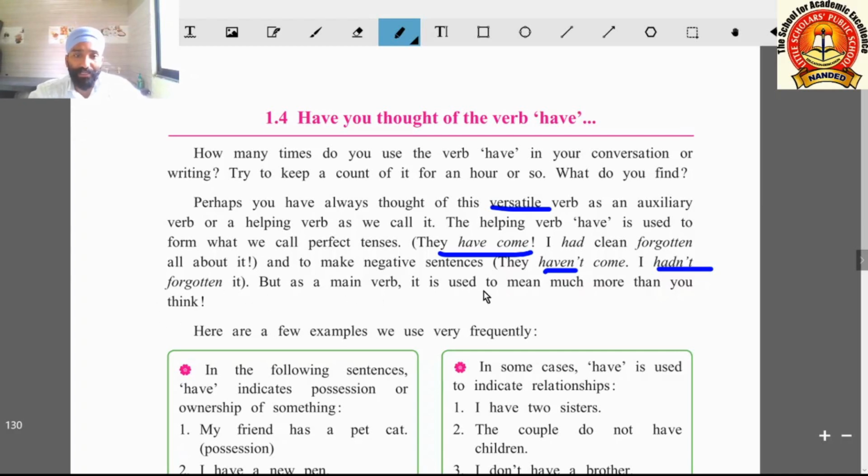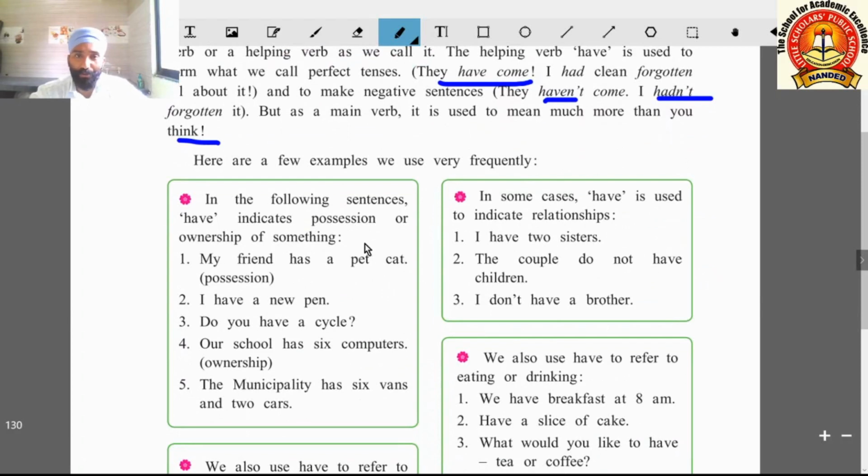But as a main verb, it is used to mean much more than you think. In different ways we use have as a main verb. So this have is completely different from our helping verb have. Many times you see in sentences 'had had' or 'he has had', 'have had'. Such formations come. This double had shows that the first had is the helping verb and the second had is the main verb. That we will see here.